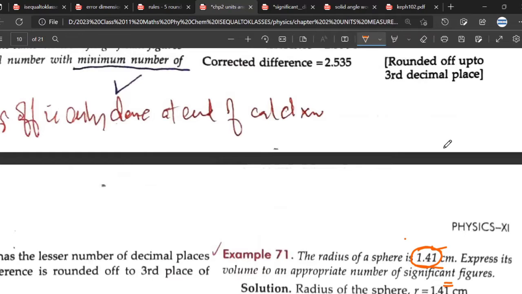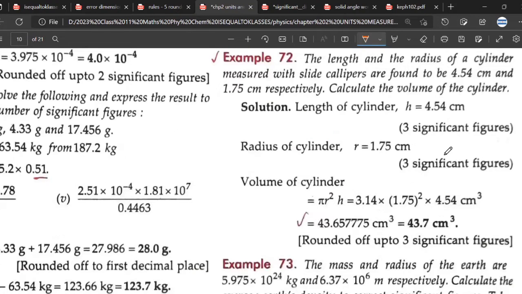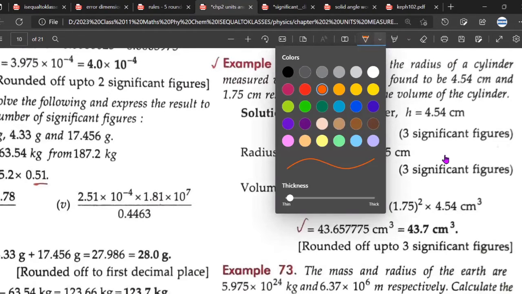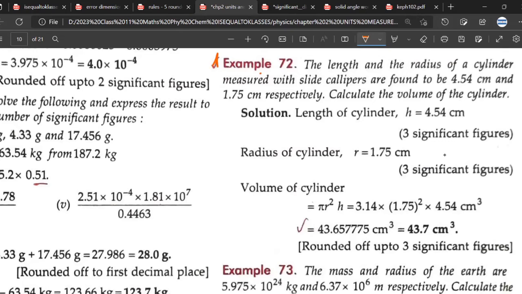But in class 11, this is the first time that you start realizing this. And why does it have practical application? It has practical application when you look at this. For example, in your lab, you are using a vernier caliper. So the length and radius of a cylinder measured with it is found to be 4.45 and 1.75 centimeter. Calculate the volume. Now you understand that this has three significant digits, this has three significant digits. So your final answer can't have more than three significant digits. It has to be rounded off till here.